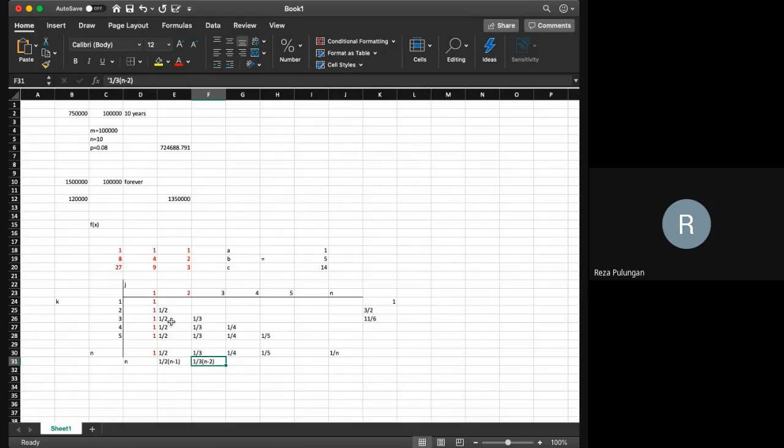Why is it n minus 2? Because this one is empty. Why is it n minus 1? Because this one is empty. And you can see the pattern right now. This is 1 fourth multiplied by n minus 3, and so forth. This one will be 1 fifth multiplied by n minus 4, and so forth. And the last one here, 1 over n.